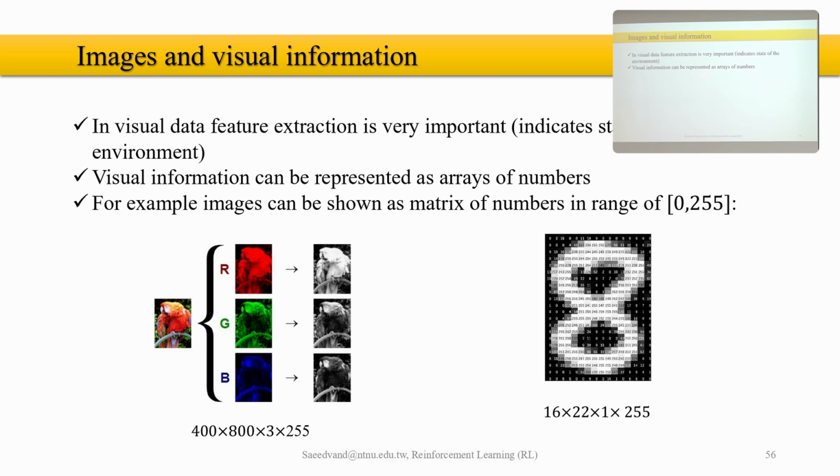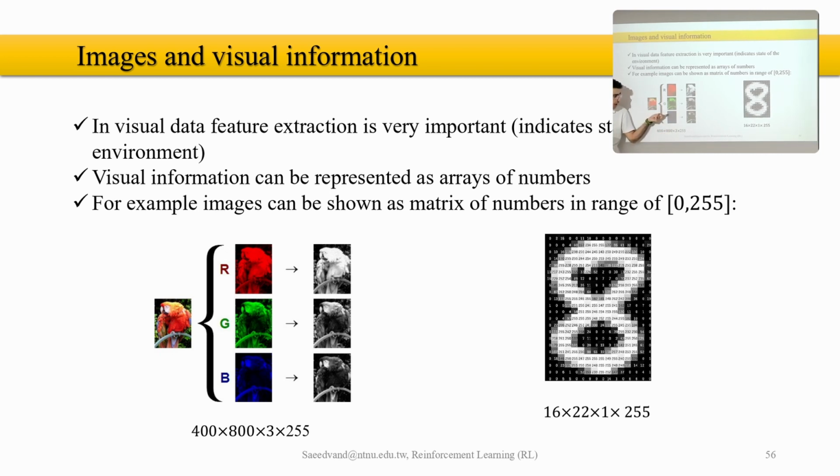We say visual information can be represented as an array of numbers. First of all, what does it mean? Say we have a picture of a bird. A picture includes 3 colors, RGB, that I can represent separately, and each one can represent different information for me. For example, I can have a picture of 400 times 800 size, which, if it's RGB, becomes times 3. Then I have 3 times 400 times 800 for one frame.